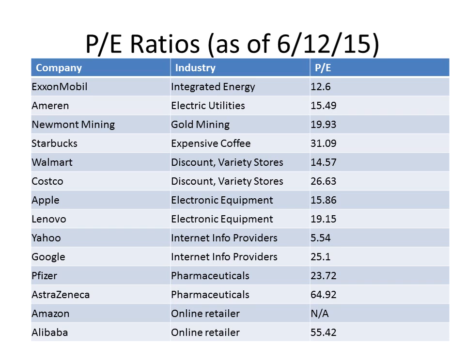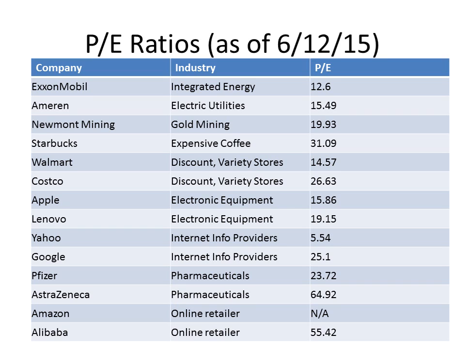Then we have two companies from the pharmaceuticals industry. Pfizer at 23.72 and AstraZeneca at 64.92. In the pharmaceuticals industry, analysts like to talk about the manufacturer's pipeline. These are drugs that are in development that are just about to go to market. And if we were to judge by PE ratio alone, we would assume that AstraZeneca has a much better pipeline than Pfizer. Now I threw in Amazon and Alibaba here.